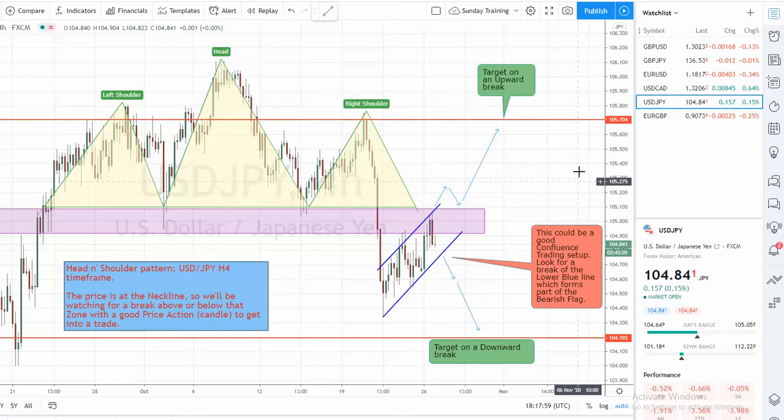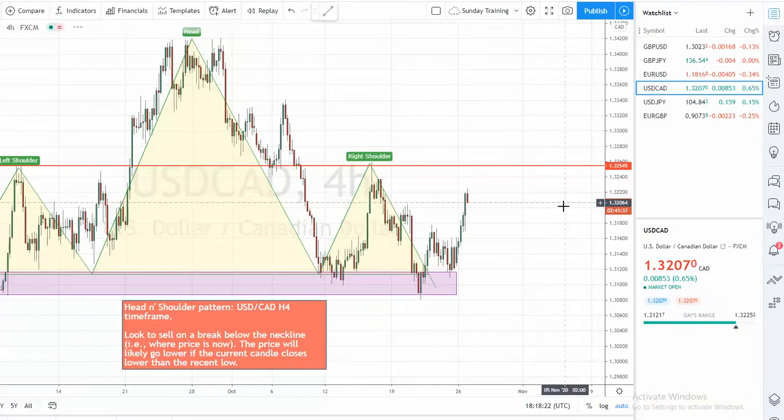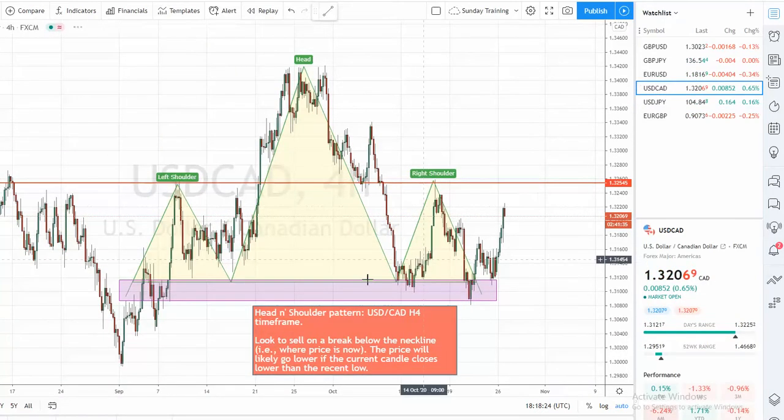Okay, now this is USDJPY on the 4-hour time frame. You can see it's a head and shoulders pattern, and it's got the neckline there. Let me just bring it in view. So you can see the head and shoulders pattern. It's got the neckline there and other things. But let me show you one of the trades from last week, which was USDCAD. There we go, USDCAD from last week, and the 4-hour time frame as well.